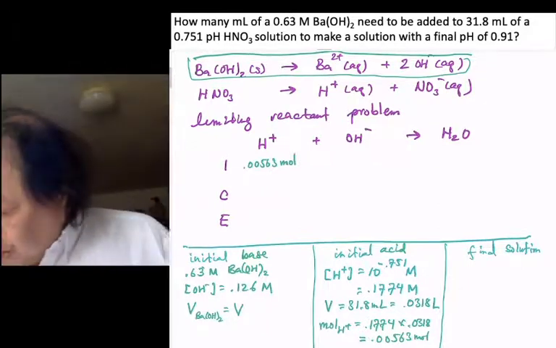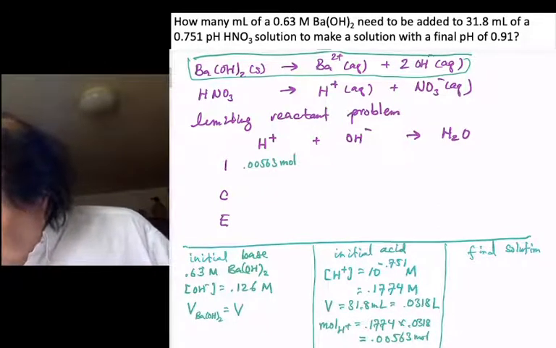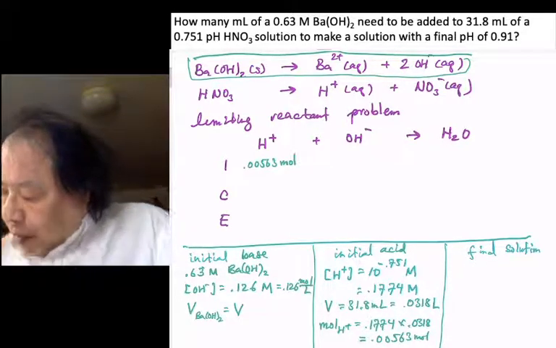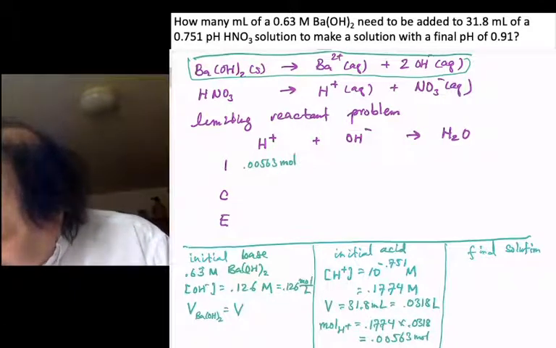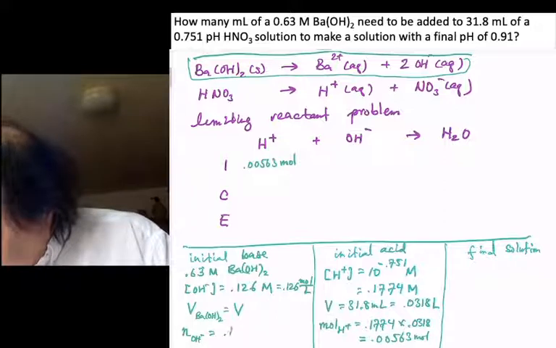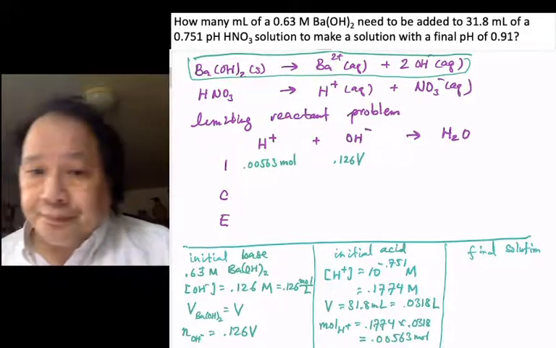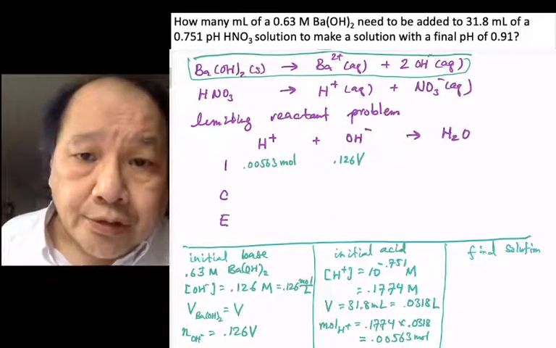Okay, so molar is in moles per liter. And so if I want the number of moles of OH minus, it's going to be 0.126 V. And I'll put that in here. And now we have the final solution.